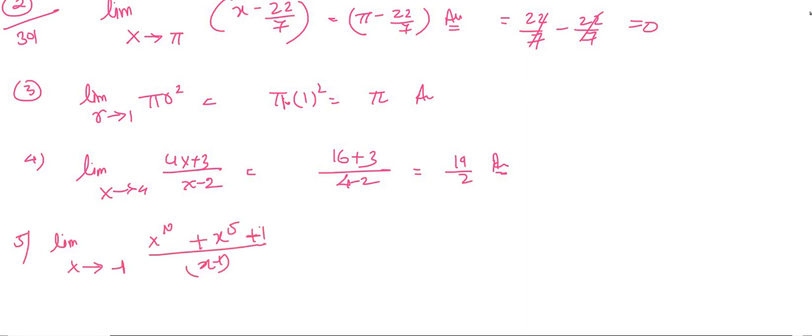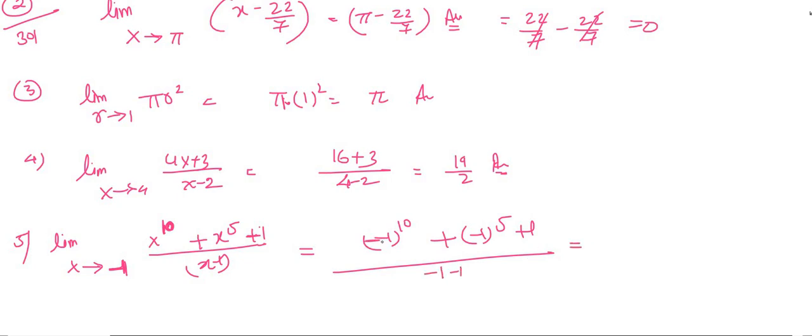So here is the fifth question. Write down the question. X tending to minus 1, x raised to power 10 plus x raised to power 5 plus 1 by x minus 1. Let me put it: minus 1 raised to power 10, minus 1 raised to power 5, plus 1, by minus 1 minus 1. Even power, minus will be plus 1. Odd power, minus 1, plus 1, by minus 2. 1 and 1 cancel. So minus half is the answer.